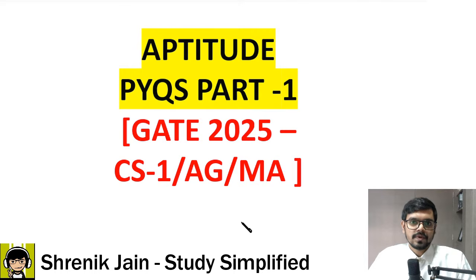In today's class, we are going to solve aptitude PYQs. This is part 1 and the questions were asked in GATE 2025 CS-1, AG, MA papers. Now please make a note, all these 3 papers were conducted on the same day and same shift. Therefore, the aptitude questions are common to all.